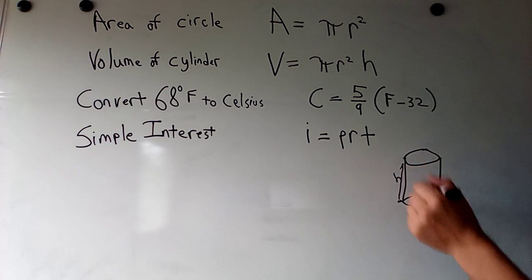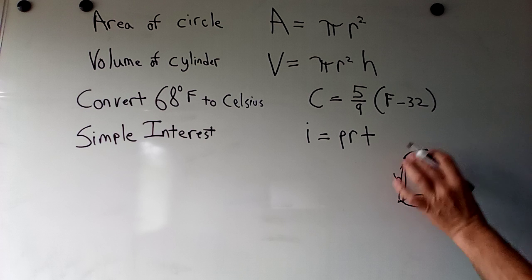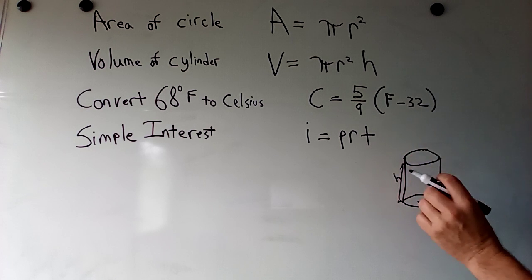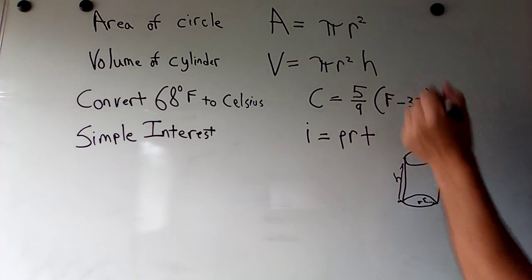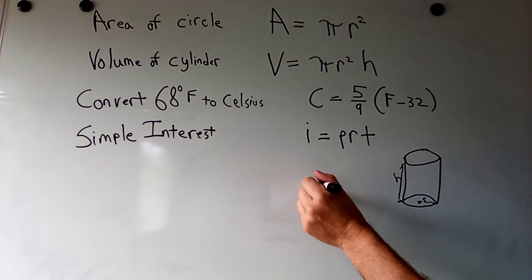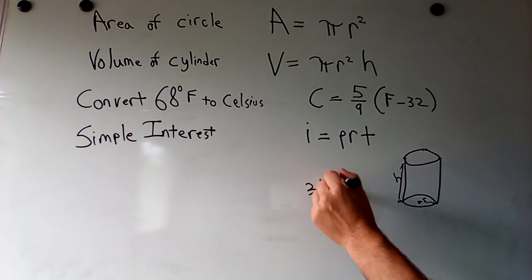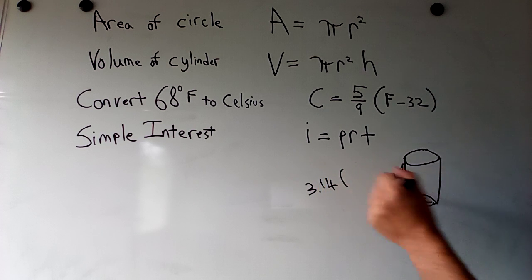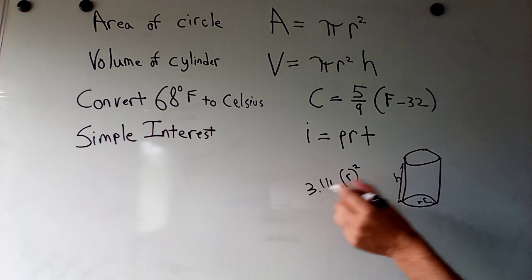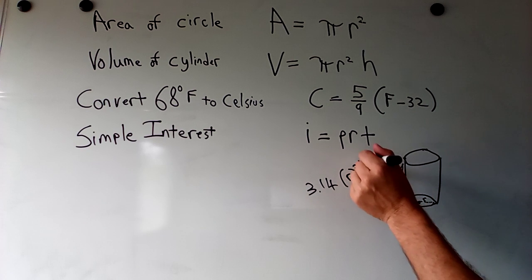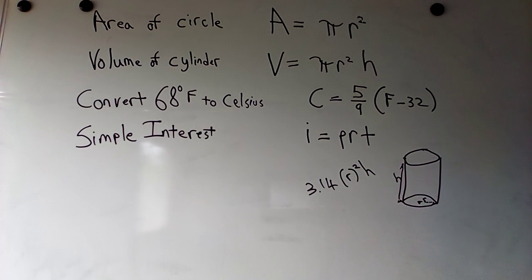So to find the volume, the area inside, or the volume of this cylinder, you would do pi with the radius squared multiplied by the height. So it would be 3.14, whatever the radius is. You would square that, just the radius. You don't square the 3.14, and then you multiply by the height. So that's how you find the volume of a cylinder.